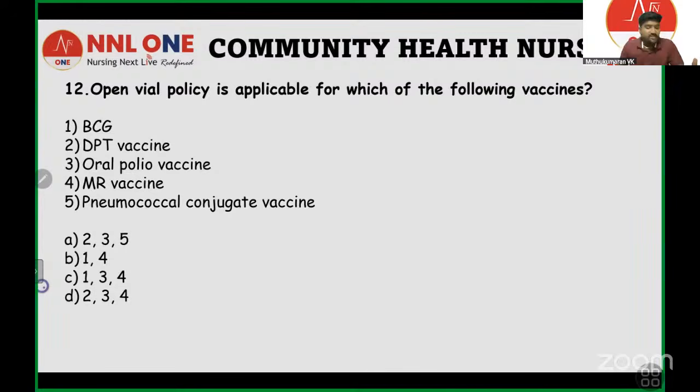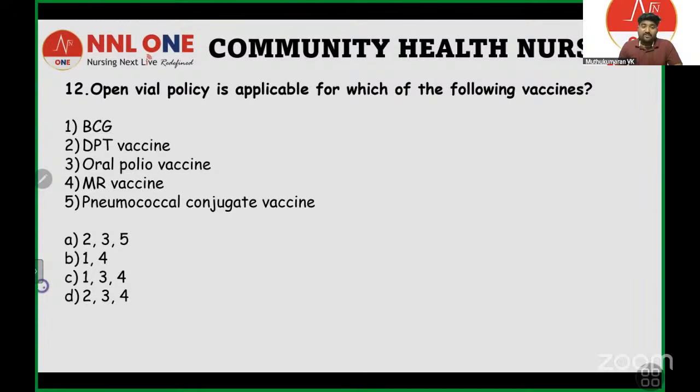Okay, now we are going to see our 12th question. Open vial policy is applicable for which of the following vaccine? It is BCG, DPT vaccine, oral polio vaccine, MR vaccine, pneumococcal conjugate vaccine. So in this question, we are going to discuss what is this open vial policy. Then we are going back to the options.